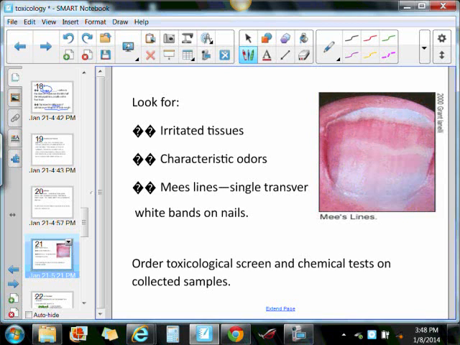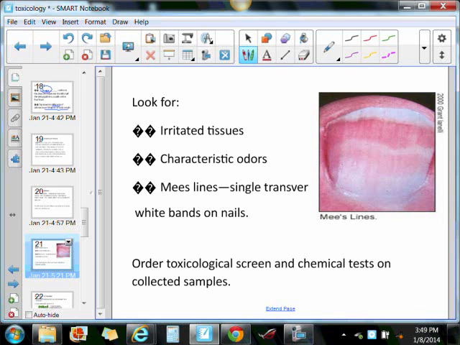You can also look for some characteristic signs on the body of different drugs and poisons. So you can see if there's any irritation on the tissue, redness, rashes, things that might indicate they came in contact with something, and their body had a reaction to it. Some of the drugs and poisons have characteristic odors. So some of them have like an almond smell, or a very particular odor.